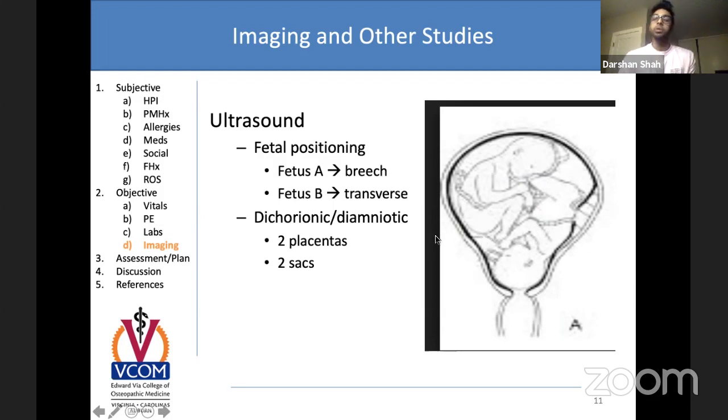We also look at, if they're twins, how many placentas and how many sacs there are. She had 2 placentas and 2 sacs, so it's called dichorionic, diamniotic. The reason this is important is deciding which baby comes out first. If you try to get the breech out first, the head is going to hit the other fetus's head. So you want to get the fetus with the head down out first, so that the feet can dangle and come on their own, and then you can get this baby out as well. That's if you're doing a vaginal delivery.